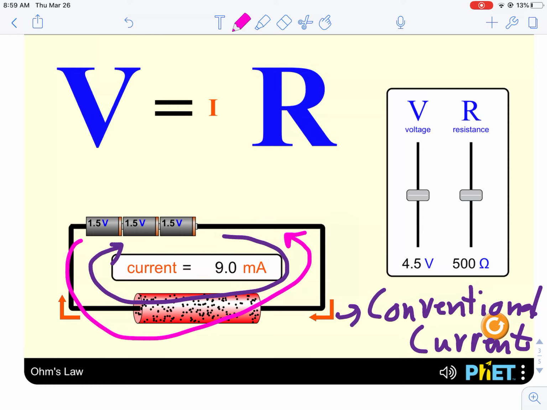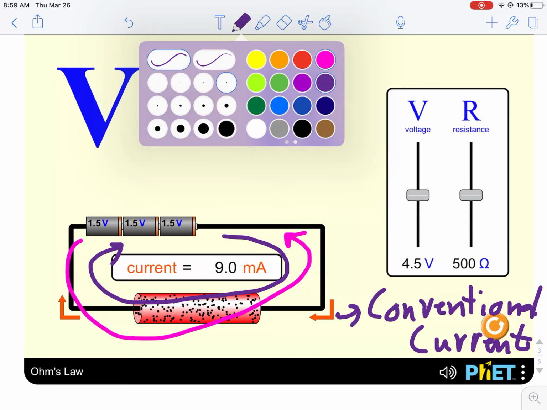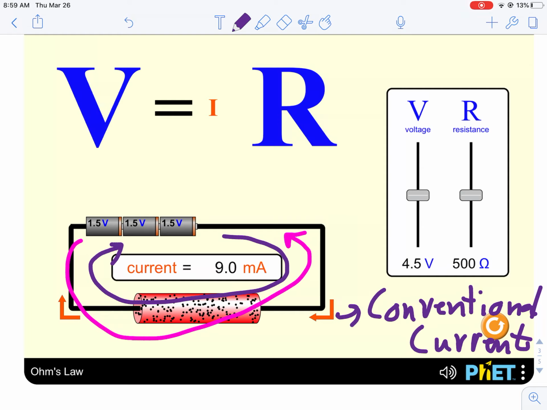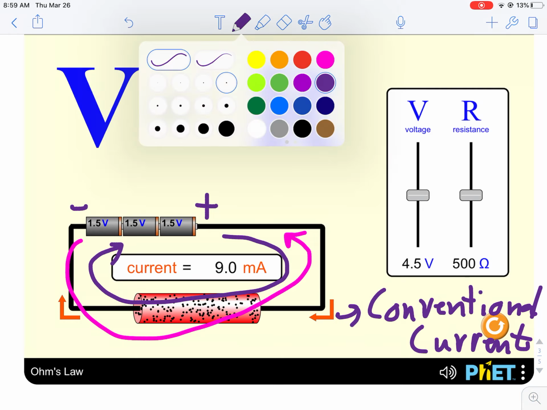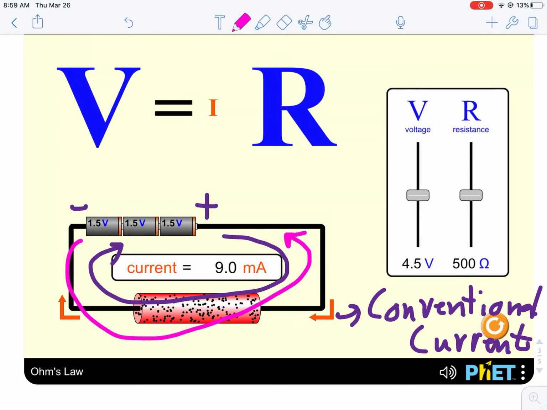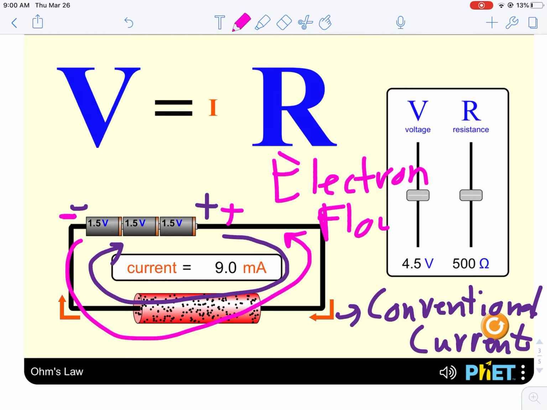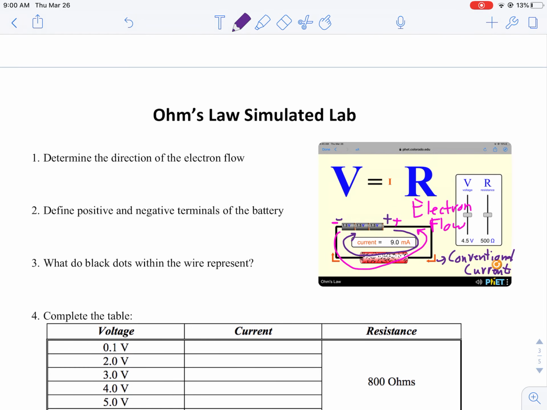So if we wanted to figure out which terminal was which, with our conventional current, if we assume that to be a positive charge, they would be leaving the positive side, positives repelling positives and being attracted to the negative side over here. If you look at actual electron flow, it's the same thing. The negative electrons would be repelled by the negative side of the battery, and they would then be attracted to the positive side of the battery over here. So my pink is actual electron flow. Annoying, but people have been doing that for hundreds of years, so it's not going to change now.